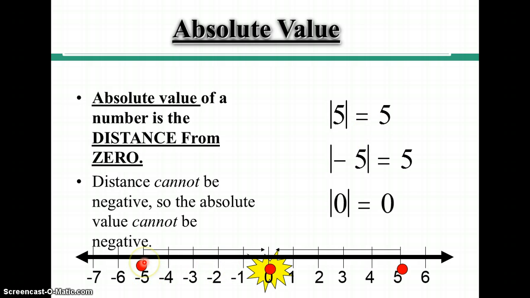The distance from -5 to 0 can be written as absolute value of -5 within absolute value bars, which is positive because distance is positive. Absolute value of 0 is 0.